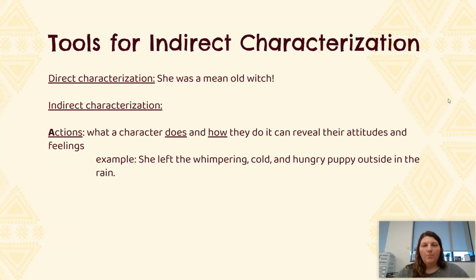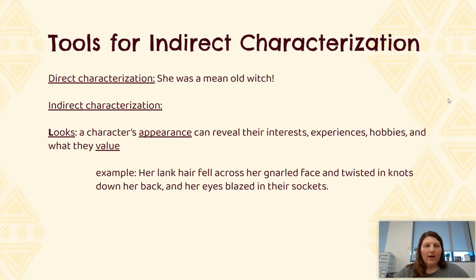So she's leaving a whimpering, cold, and hungry puppy outside in the rain. That shows us that she's inconsiderate, she's unkind. And last is what the character looks like. So a character's appearance can reveal things like their interests, their experiences, their hobbies, what they value.